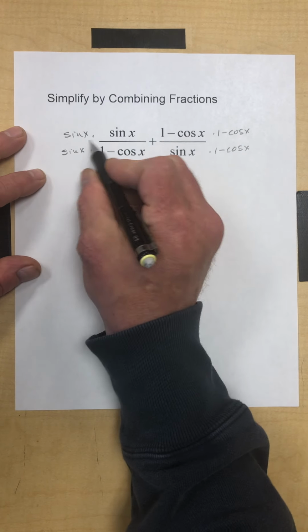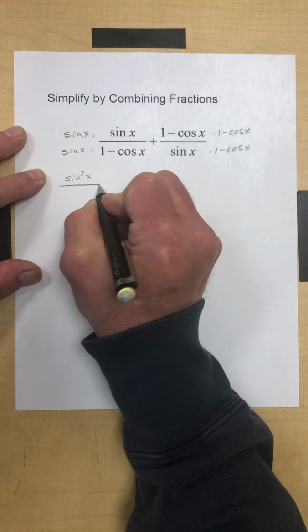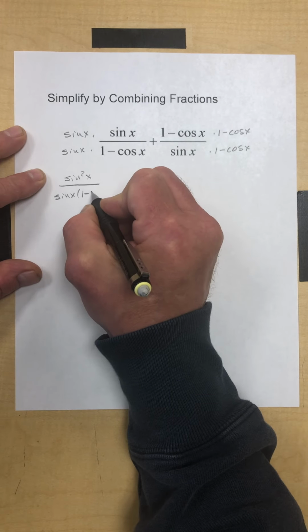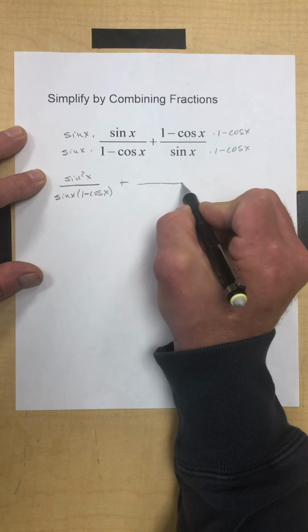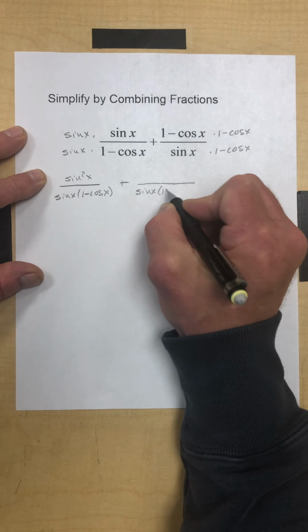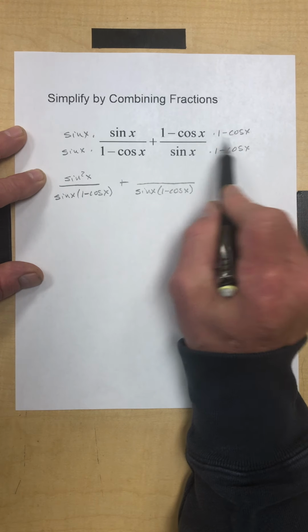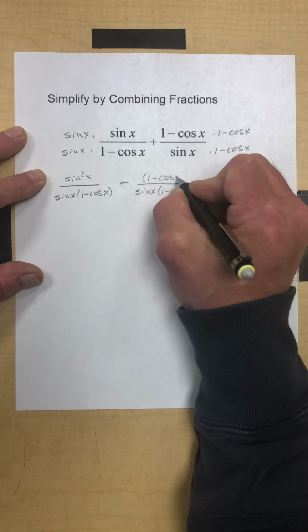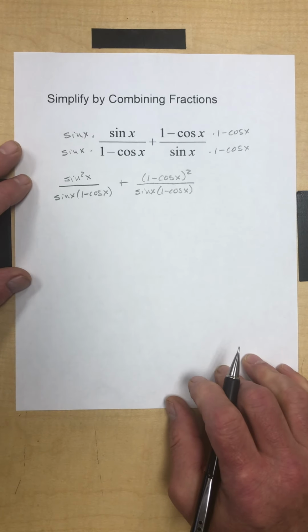Okay, so let's see. On the left-hand side, sine times sine, I'm going to get sine squared of x all over sine of x times the quantity of 1 minus cosine of x. Plus over here, notice I'm going to get that same denominator, sine of x times 1 minus cosine of x, like that. And up above, notice I have a binomial times itself, so I'm going to end up with a perfect square trinomial that'll result from squaring 1 minus cosine of x.